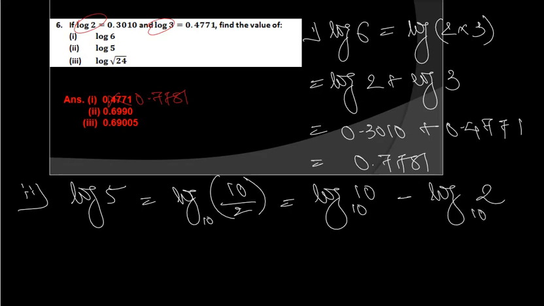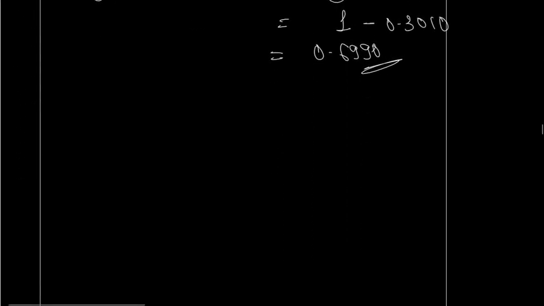What rule is this? This is quotient law. Okay, log of 10 to the base 10 is 1. Sorry for that, bad handwriting. Log of 10 to the base 10 is 1 minus log of 2 to the base 10 is 0.3010. If you subtract it, what you will get? 0.6990. It's correct. Let's move on to the third one.